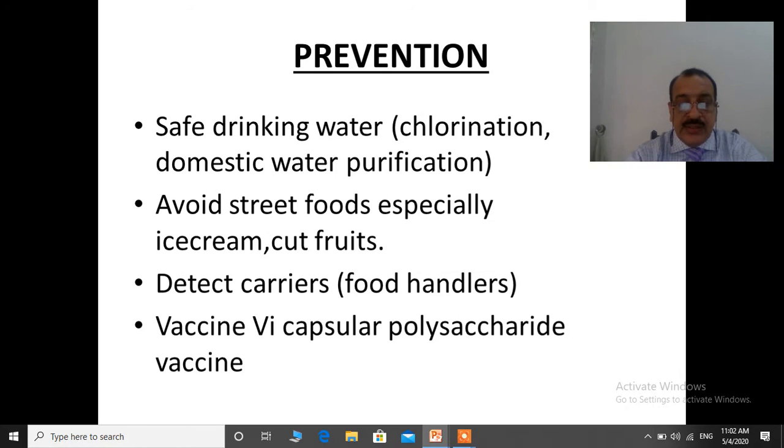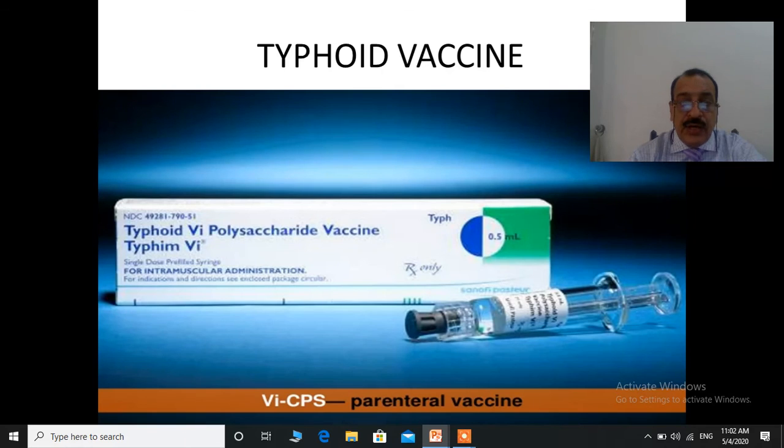Now, as far as the vaccines are concerned, there are two types of vaccines available. One is the oral vaccine and the other is the injectable vaccine. The oral vaccine is rarely used, and it is nowadays not available. The only vaccine which we use is the injectable vaccine, which is prepared against the Vi capsular polysaccharide of the organism. It is given intramuscularly, and we have to repeat this vaccine after every 2 years. So we have to give a booster dose of typhoid vaccine.